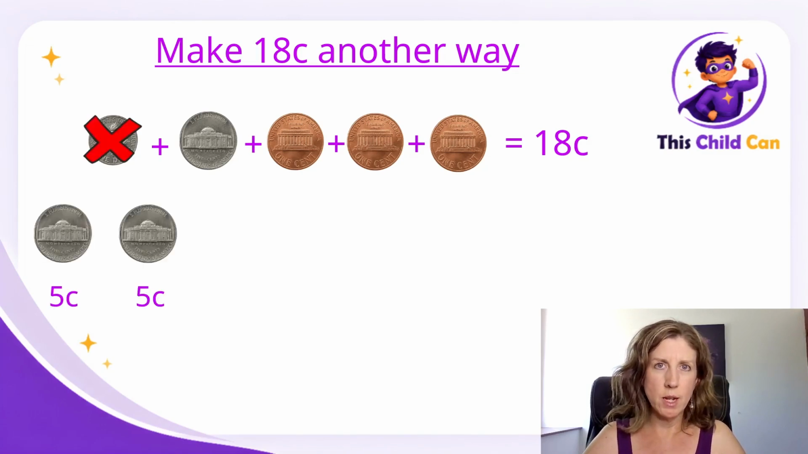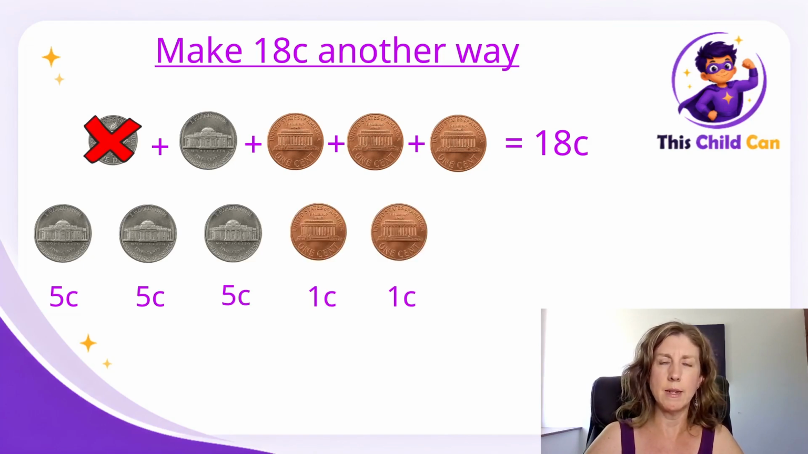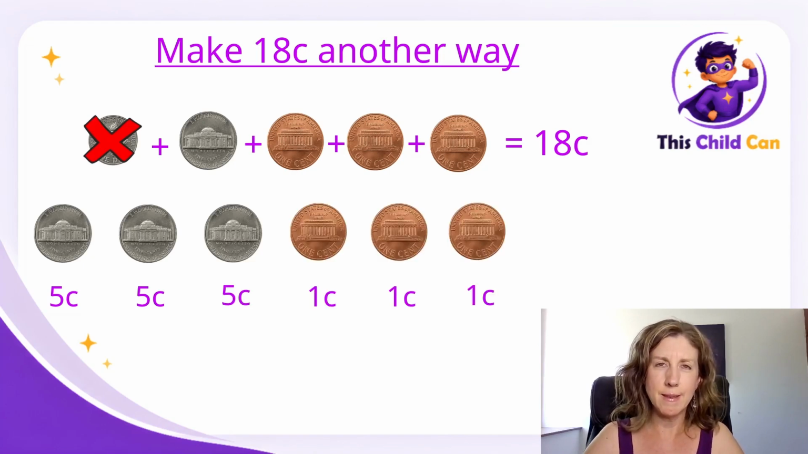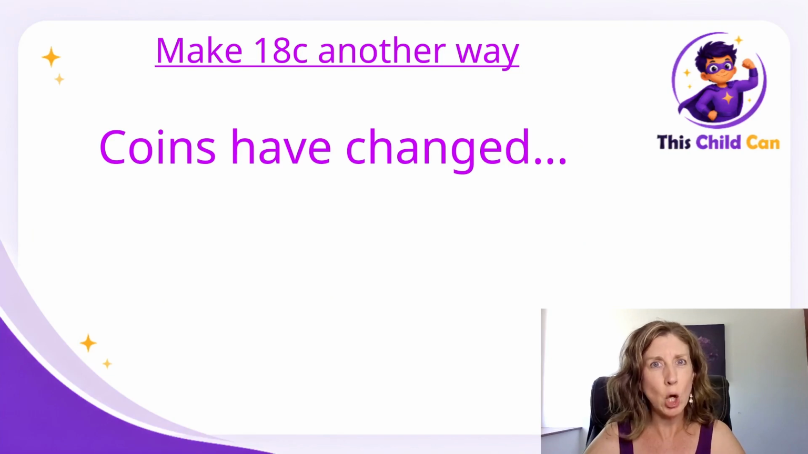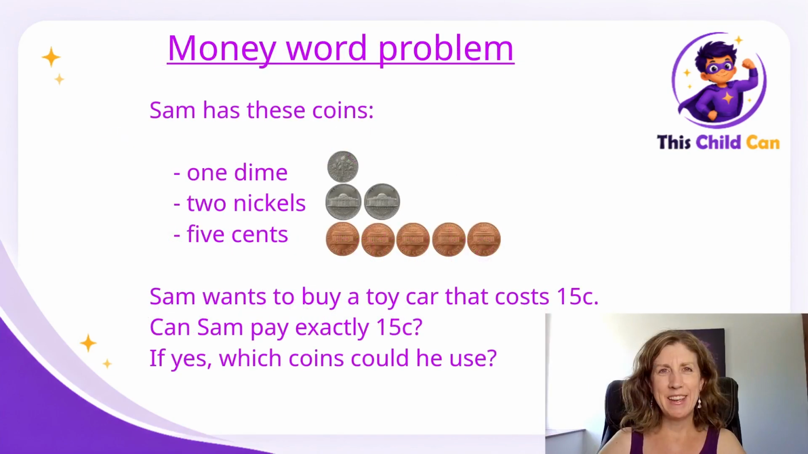Now our new combination is nickel plus nickel plus nickel plus cent plus cent plus cent, and that still equals 18 cents. So we've checked that our total is still correct. The important thing to note here is that although the coins have changed, the total has stayed the same. So we've learned that there can be more than one correct way to make a total with coins.